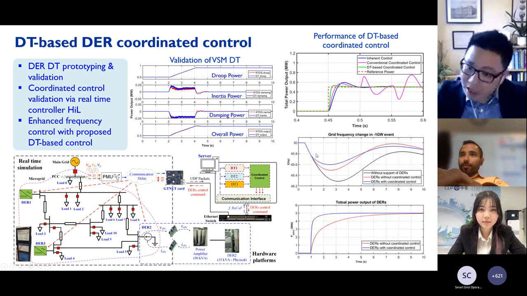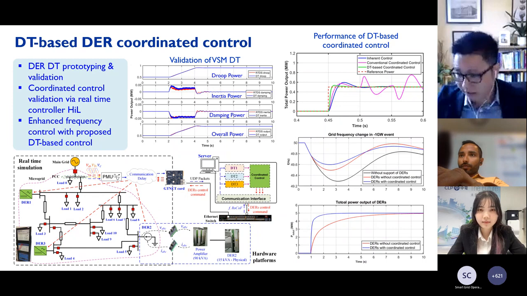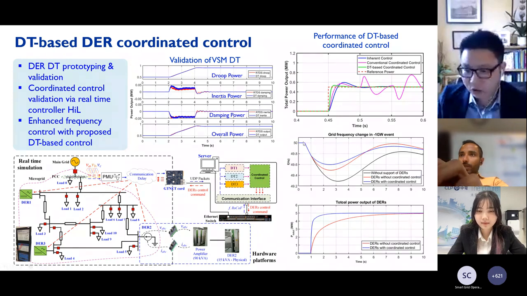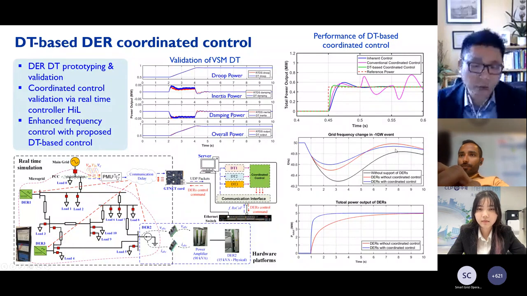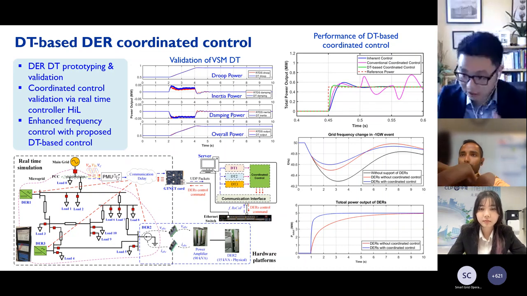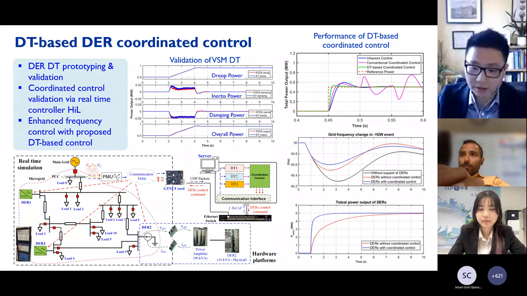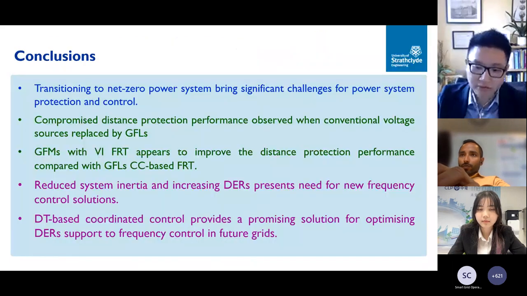And if we scale up that control to a wider scale, basically what it means is we can control the frequency in a much more effective way, the blue line here, using the control. And actually we can achieve this with a much lower amount of real-time communication. That's why it is more cost effective.